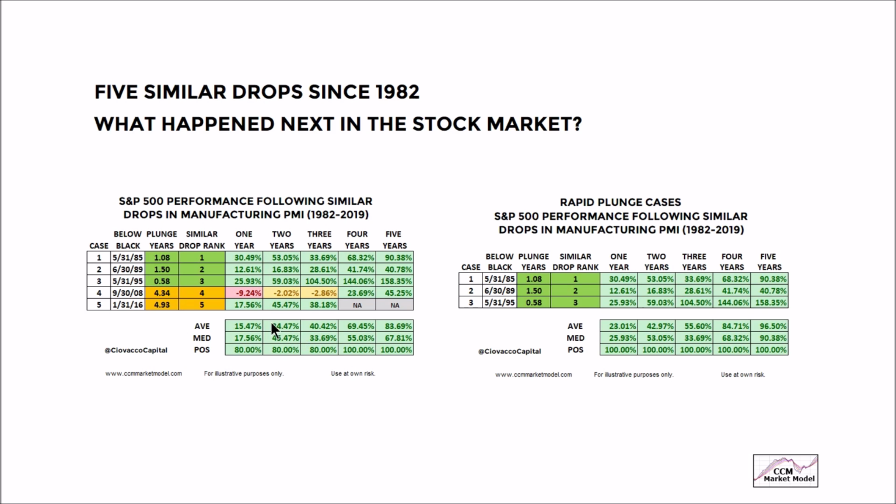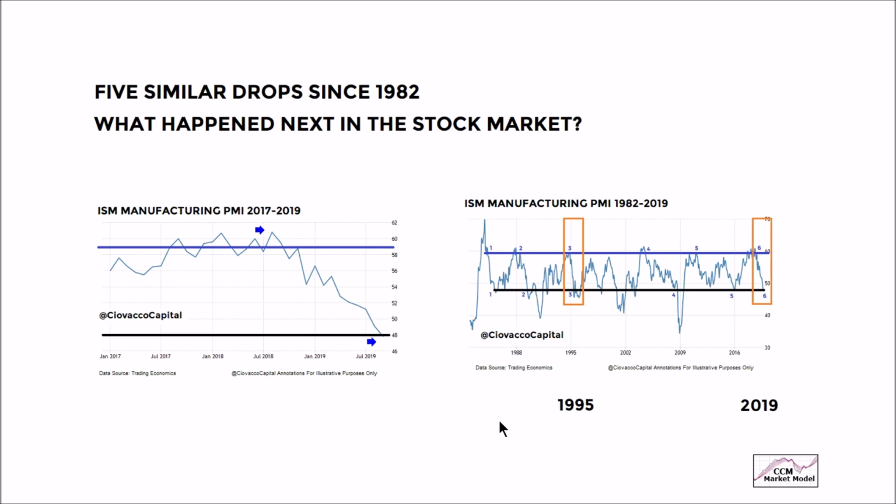If we look at the 5 other similar cases going back to 1982, the S&P 500 for the most part did quite well, not as concerning as we might think. And if we isolate in on the 3 most similar cases, the S&P 500 did extremely well going forward. It's also fair to say if we look at this chart, the present day really looks most like this case.